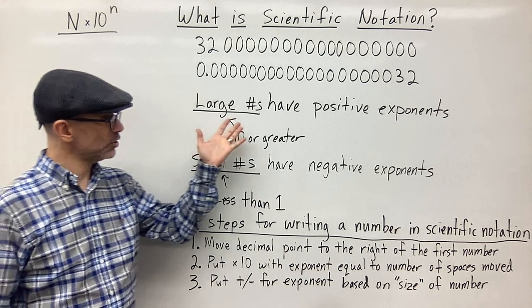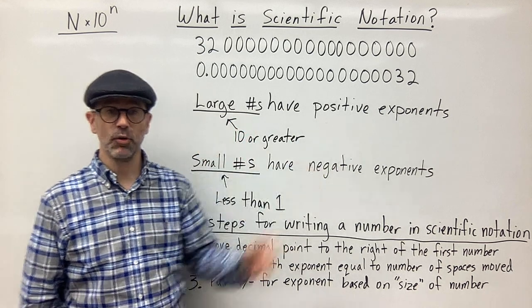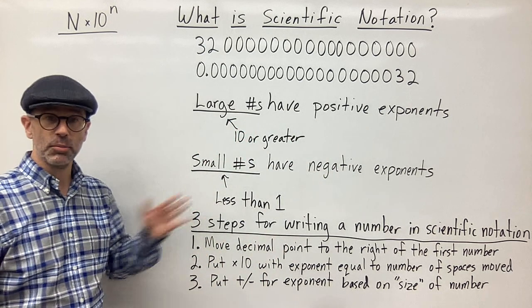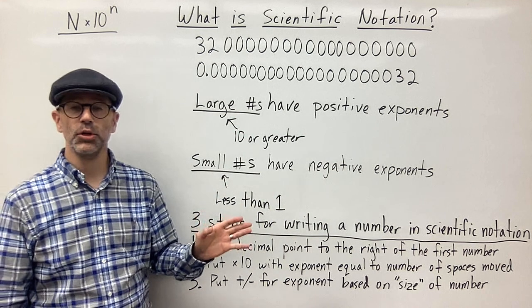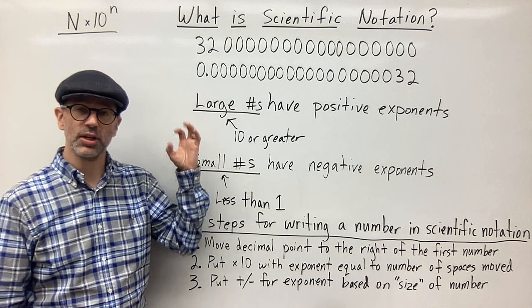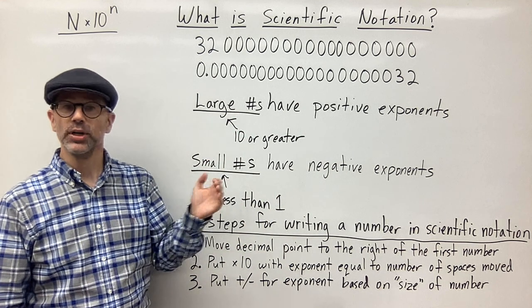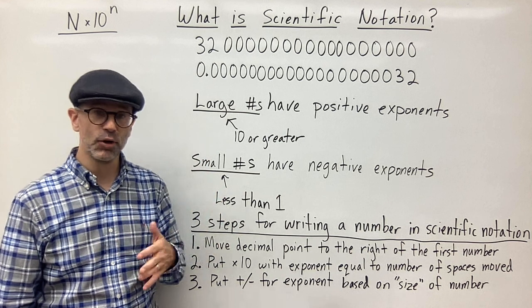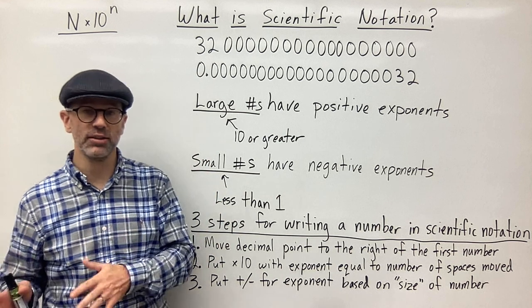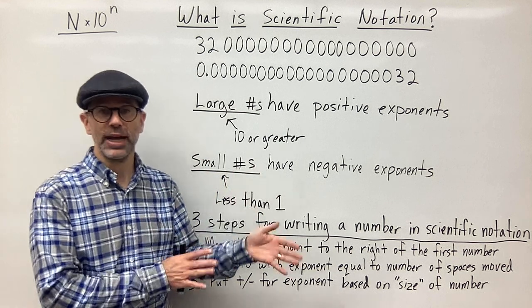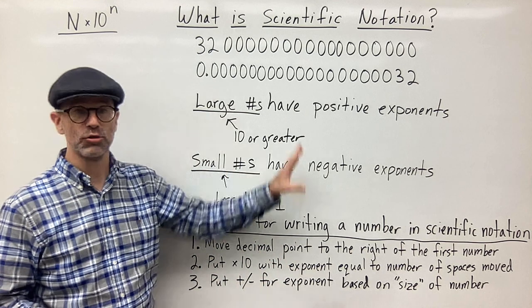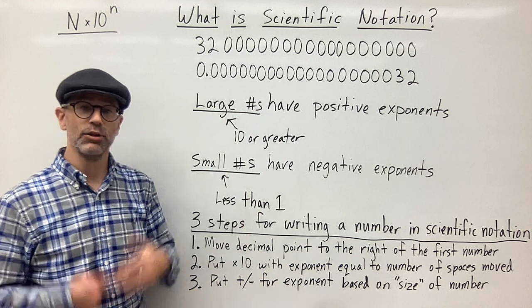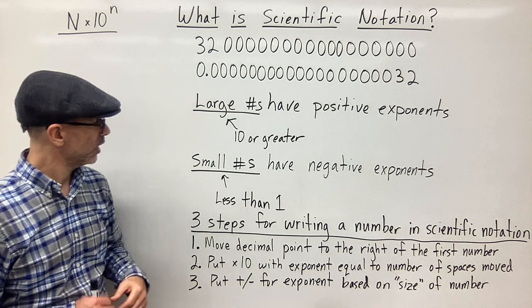So large numbers are going to have positive exponents. Small numbers are going to have negative exponents. And that's always going to be the case. That's always going to be something you can keep in mind and use regardless of which way you are converting, right? So if you're converting from scientific notation to standard, or standard to scientific notation, this will always be true, and this will help you out, and I'll show you how that works.